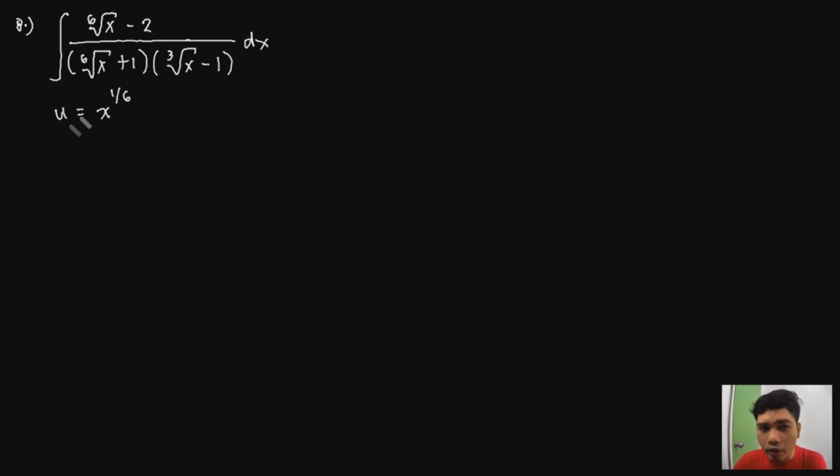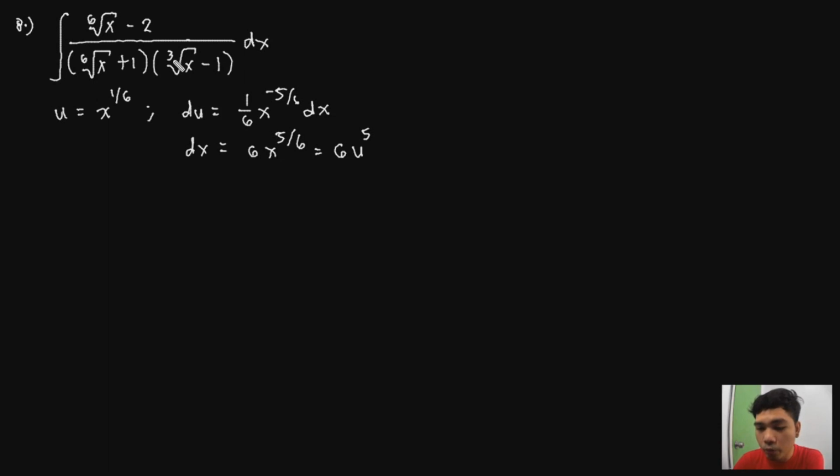And then if we try to differentiate this, we get du is equal to 1/6 x raised to negative 5 over 6 dx. Okay, and then if you want to find dx from this expression, we can multiply both sides by 6x raised to 5 over 6, which gives us dx is equal to 6x raised to 5 over 6, which in turn is equal to 6u raised to the 5th power. Okay, now since we're done with this expression, we can proceed with the other terms that we need.